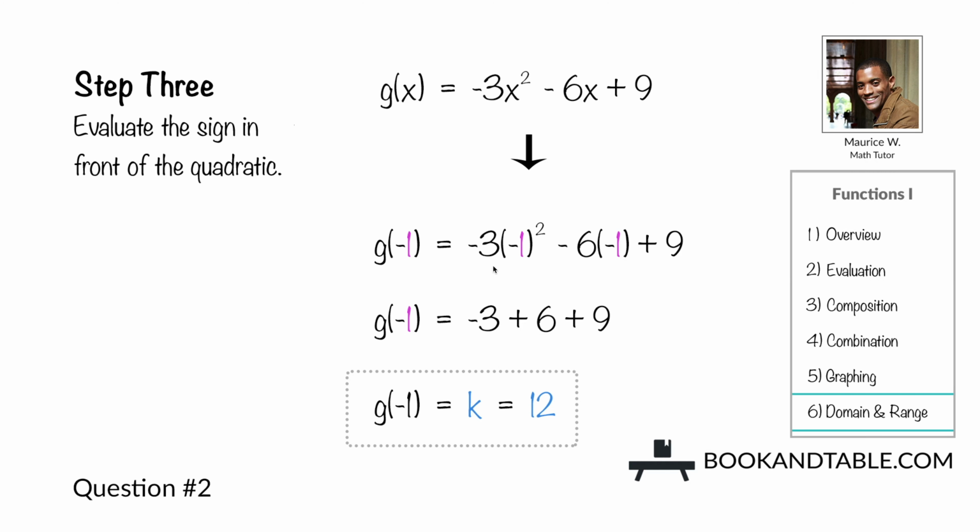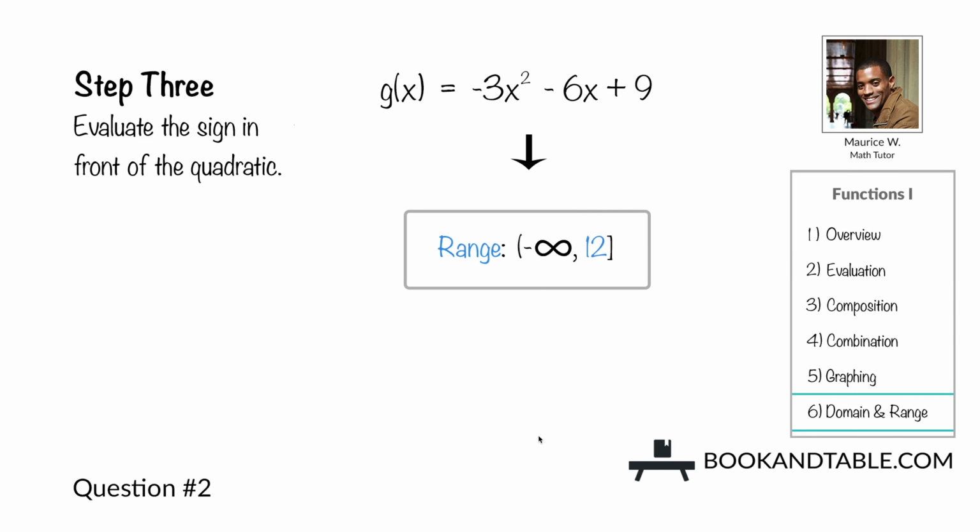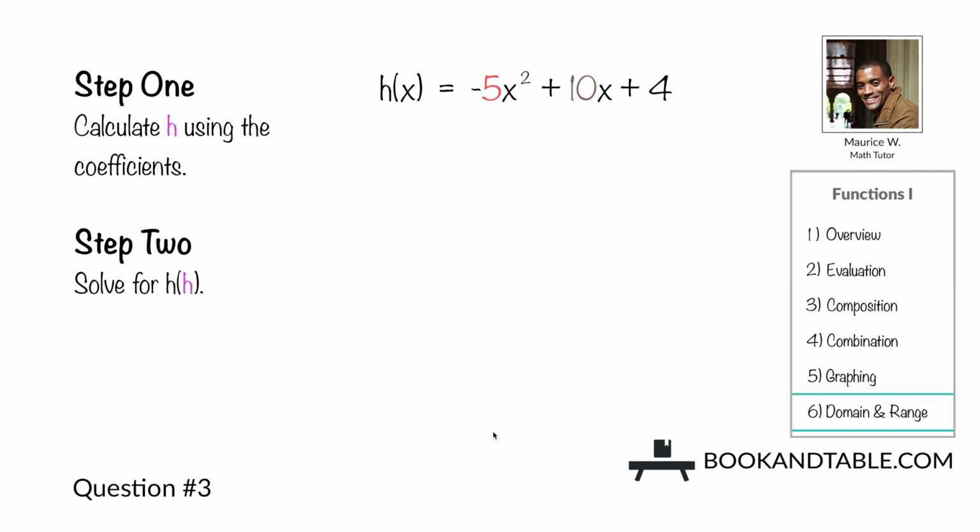So we need to evaluate the sign in front of the quadratic, and we see that it's negative, which lets us know the function is going to trend down towards negative infinity as its low point. So once we know the graph is going to open downward towards negative infinity, and we have 12 as its high point of the range, that lets us know the range is from negative infinity to positive 12, including positive 12. So that is the answer to question number 2. Let's now have a look at question number 3.